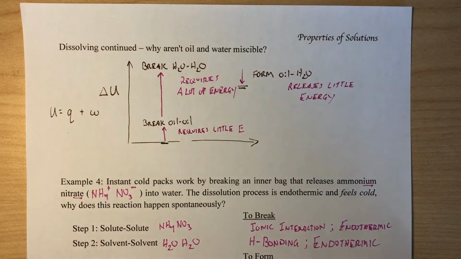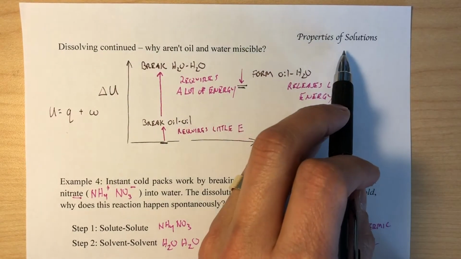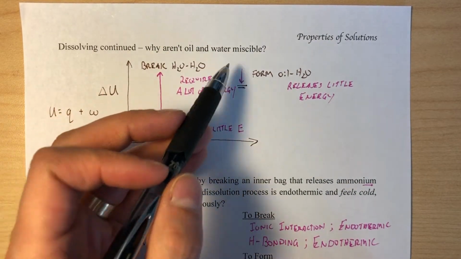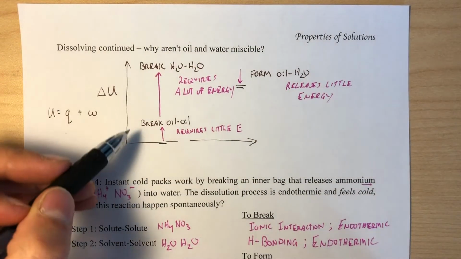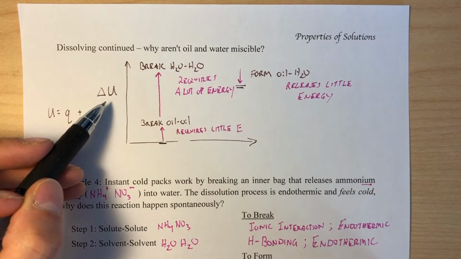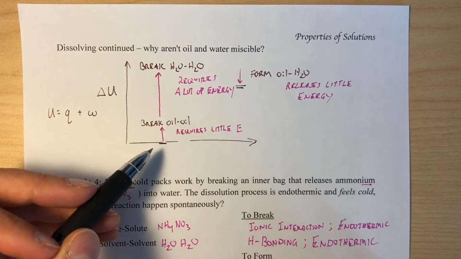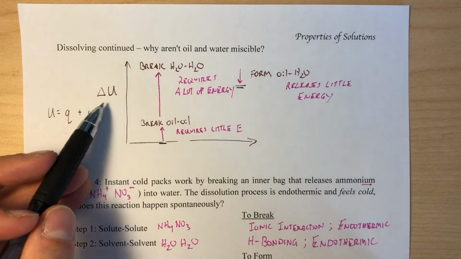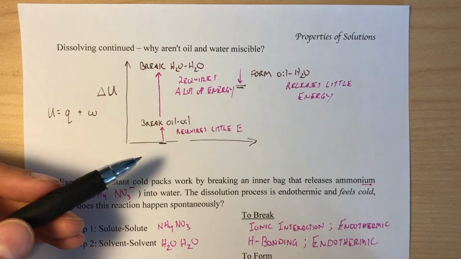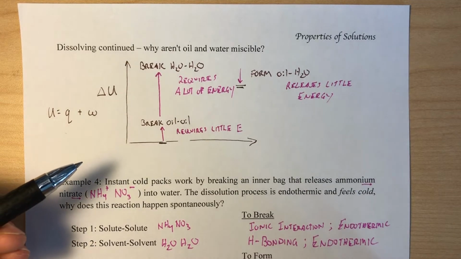Okay, class, what we're going to do is continue our discussion about properties of solutions by first revisiting oil and water miscibility. So what we have here is a diagram showing how energy changes over something like reaction progress. In the future, we're going to see a thing called reaction coordinate diagrams that shows how energy changes over time, or as reaction progress increases, as the reaction just kind of continues forward.